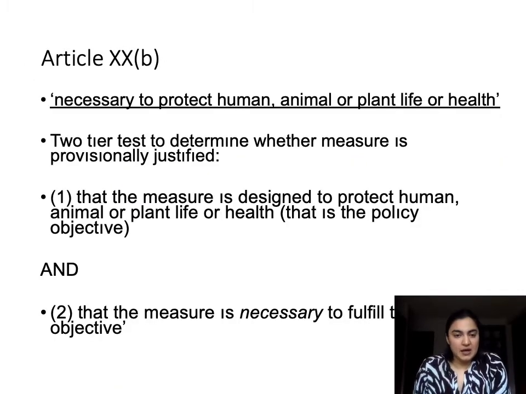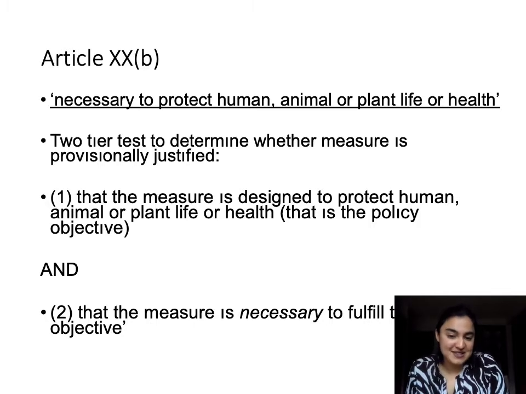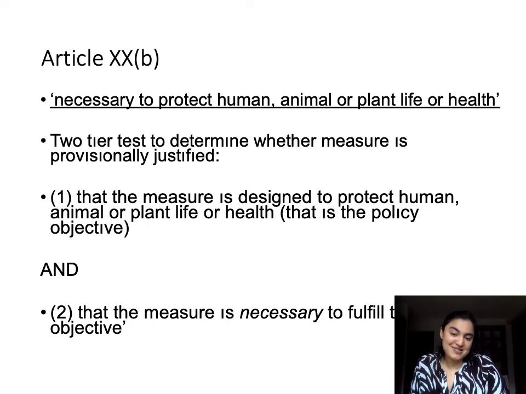Article 20B says that any measure is allowed as long as the measure is necessary. The word necessity comes back in. And remember, I told you that the element of necessity is a second requirement for Article 20A and B. This is where we are going to understand what this element of necessity is. So, necessity to protect human, animal, or plant life or health. If you have life or health at stake, be it the life of a human, animal, or plant, then you could invoke this exception to violate your obligations under WTO law.